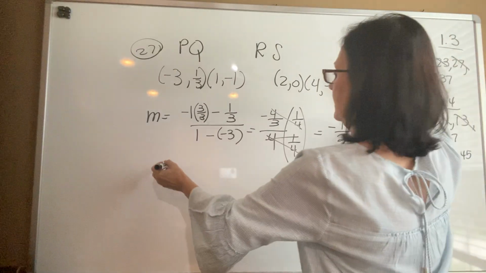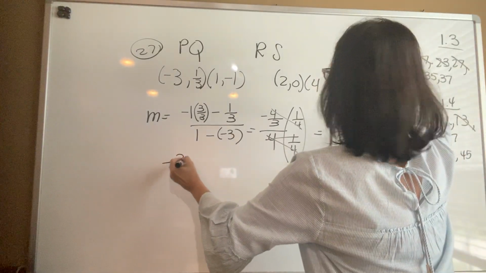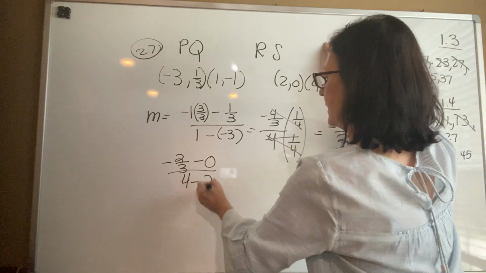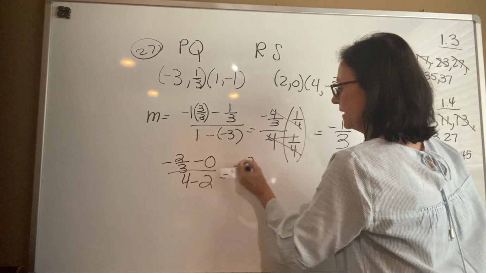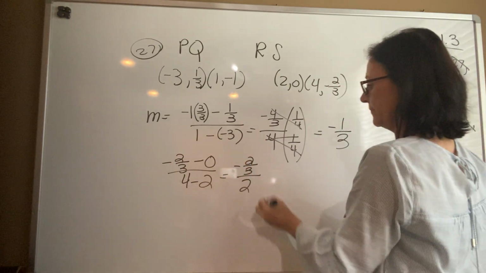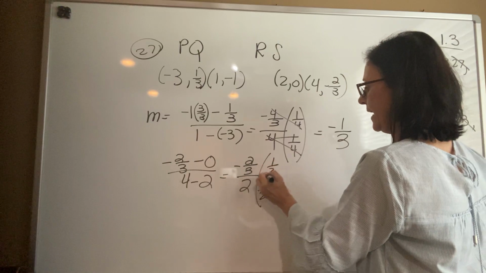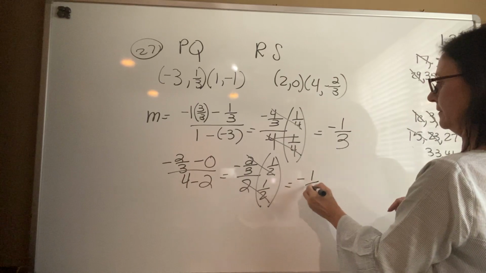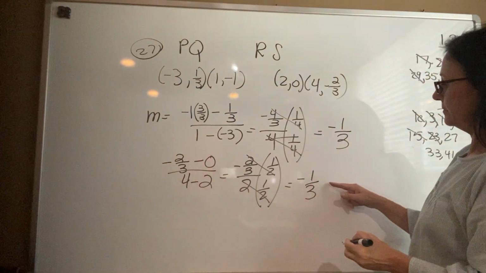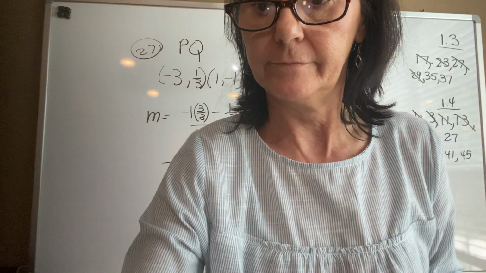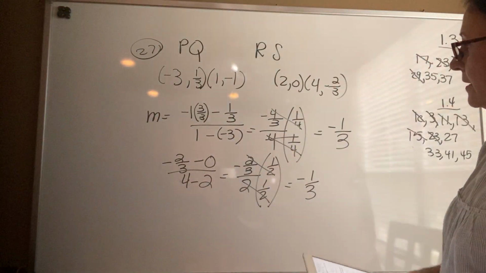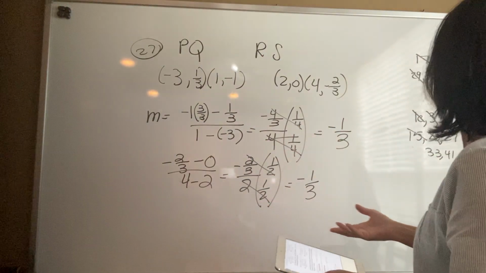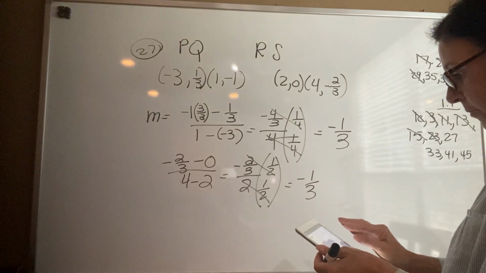Now I need the slope for RS. So that's -2/3 minus 0. That was pretty easy. In the denominator, 4 minus 2. So that's -2/3 over 2. I multiply by 1/2 over 1/2. That eliminates. It's the same slope. They are parallel. The lines are parallel. All right, you had to remember your algebra. Remember I told y'all were going to struggle with remembering your algebra? We have arrived.